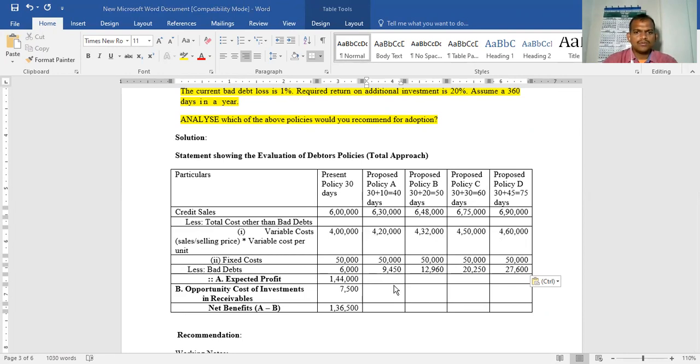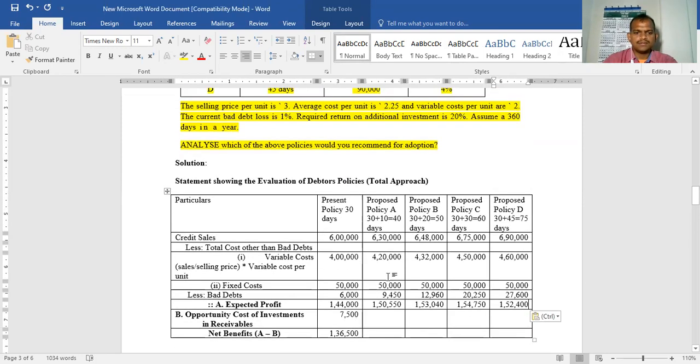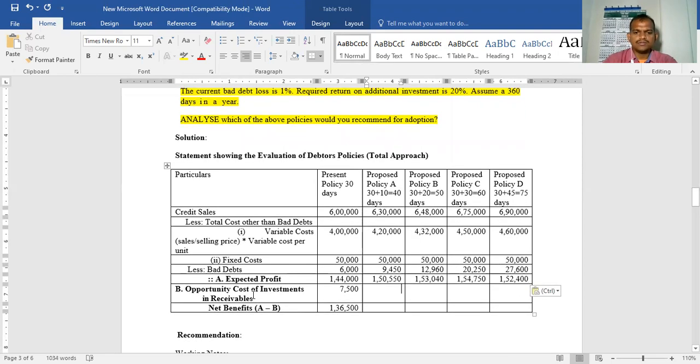Now expected profit. We have to deduct the total cost and bad debts from the credit sales. So we'll get expected profit: 1,50,550, 1,53,040, 1,54,750, and 1,52,400. There is no tax here.